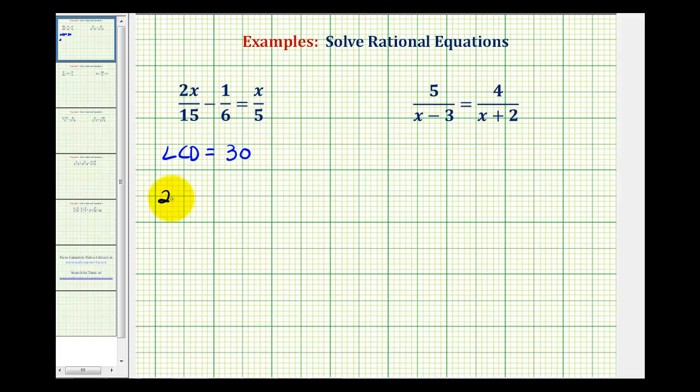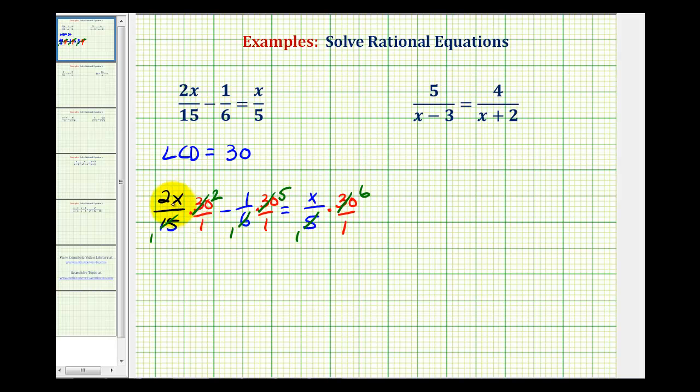So we're going to rewrite this as 2x over 15, minus 1/6, equals x over 5. And then we're going to multiply each term by 30, or 30 over 1. And this should eliminate all of the fractions. So now we're going to simplify each product before we multiply. Well, there's 1 15 and 15 and 2 15s and 30. There's 1 6 and 6 and 5 6s and 30. And there's 1 5 and 5 and 6 5s and 30. Notice how now all the denominators are 1, so the fractions have been eliminated.